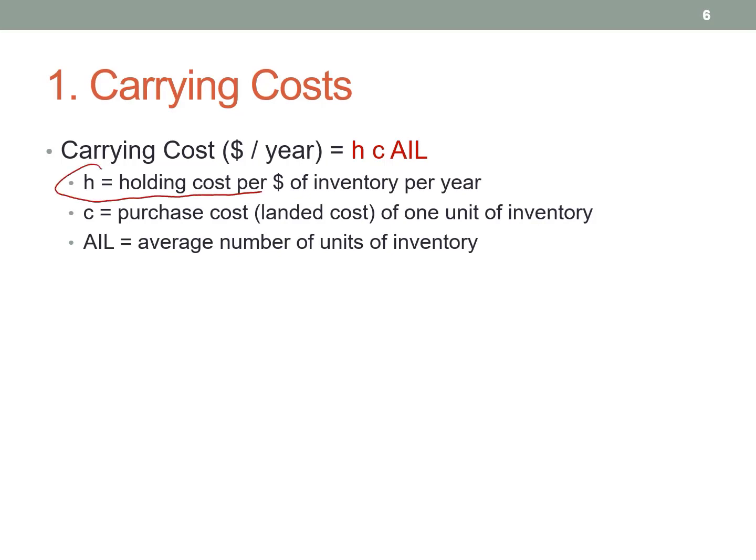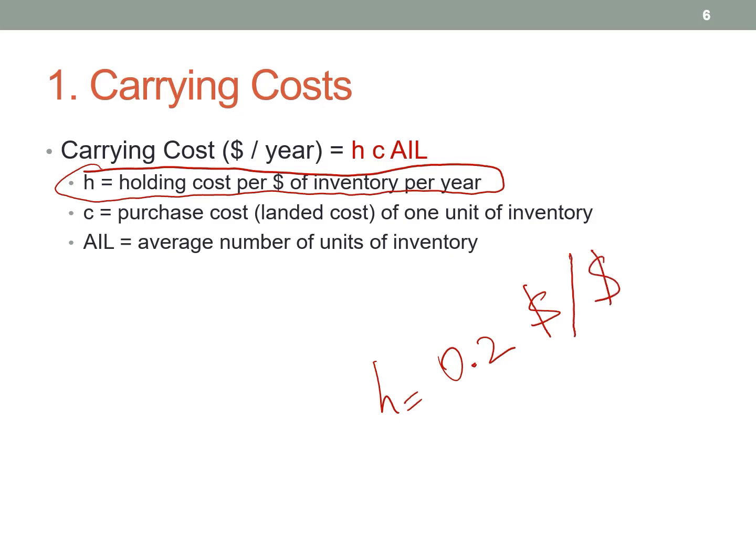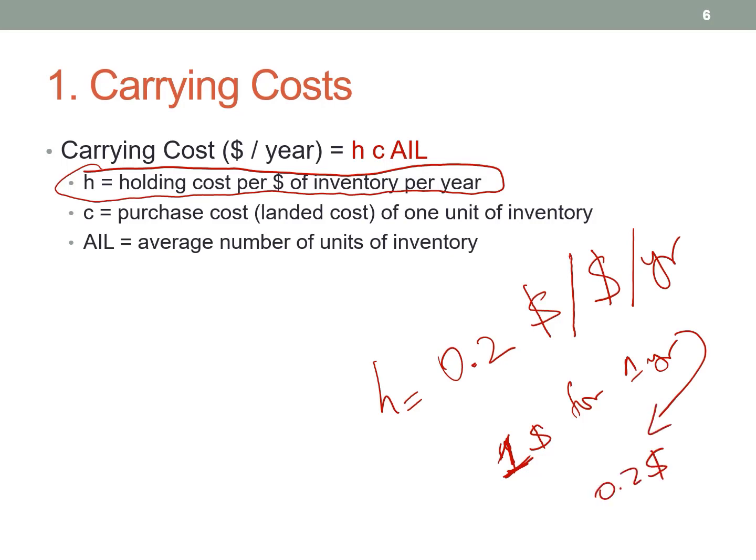We know, or we compute, first of all, the holding cost per dollar of inventory per year. Let's say H is 20 cents on a dollar, or 20%. That's going to be $0.2 that we spend per dollar of inventory per year. So if I have $1 of inventory goods and I hold them for 1 year, then I'll need to spend $0.2 to hold $1 of inventory for 1 year. So H is always dollars per dollar per year.